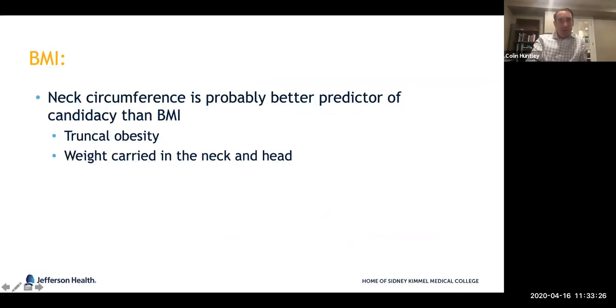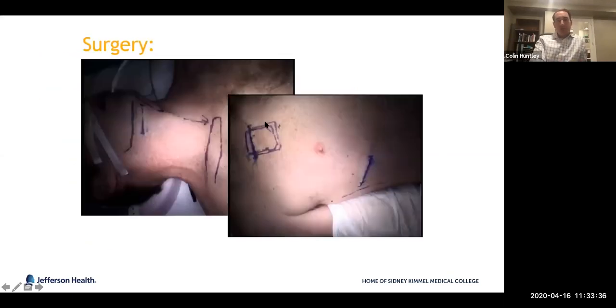So again, neck circumference is probably a better predictor than overall BMI, with truncal obesity versus weight carried in the head and neck. So what about the surgery itself?